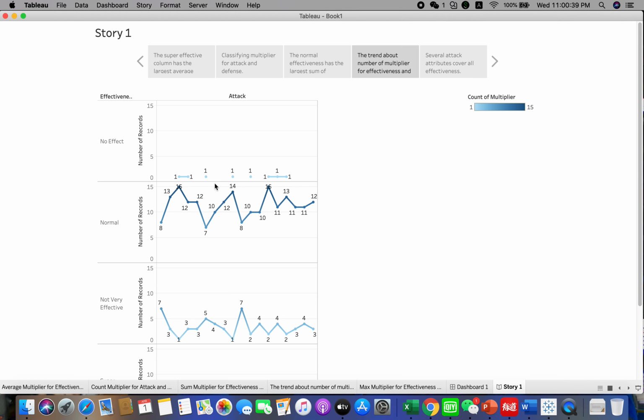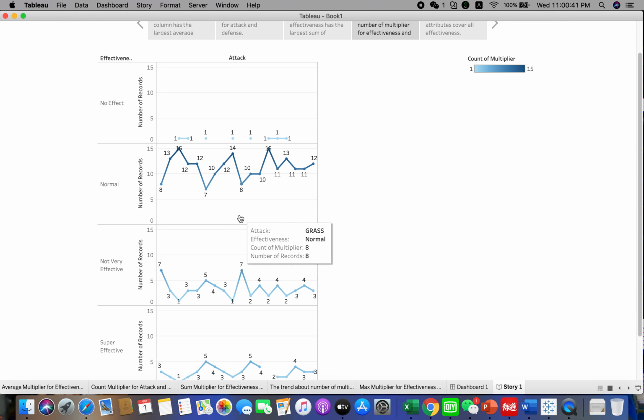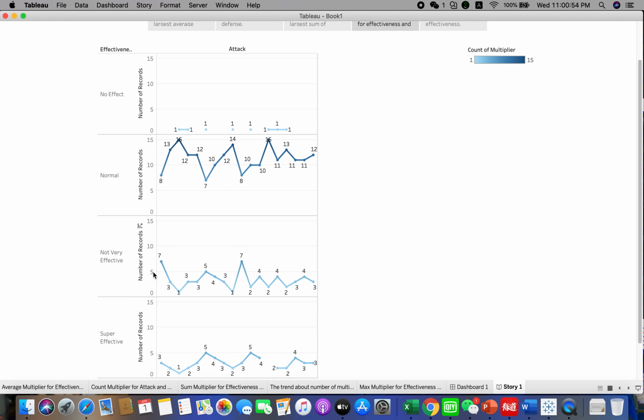The next graph is a trend about the number of multiplier for effectiveness and attack. We can see that the trend of change is tortuous. For the normal effectiveness, the largest number of multiplier appeared for the dragon and the normal, and for the not very effective, it appeared for the bug and the grass. And we can see the normal effectiveness, the number of multiplier is both greater than 5.